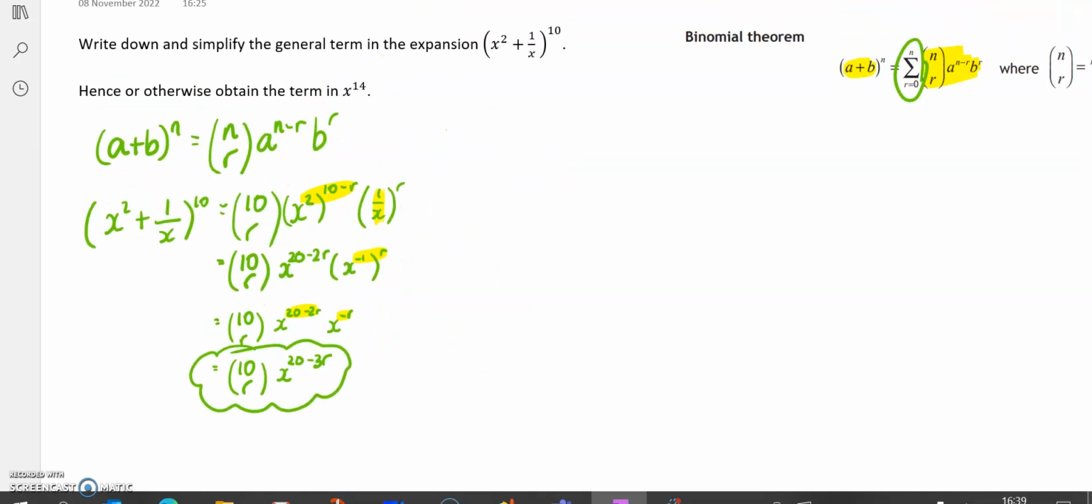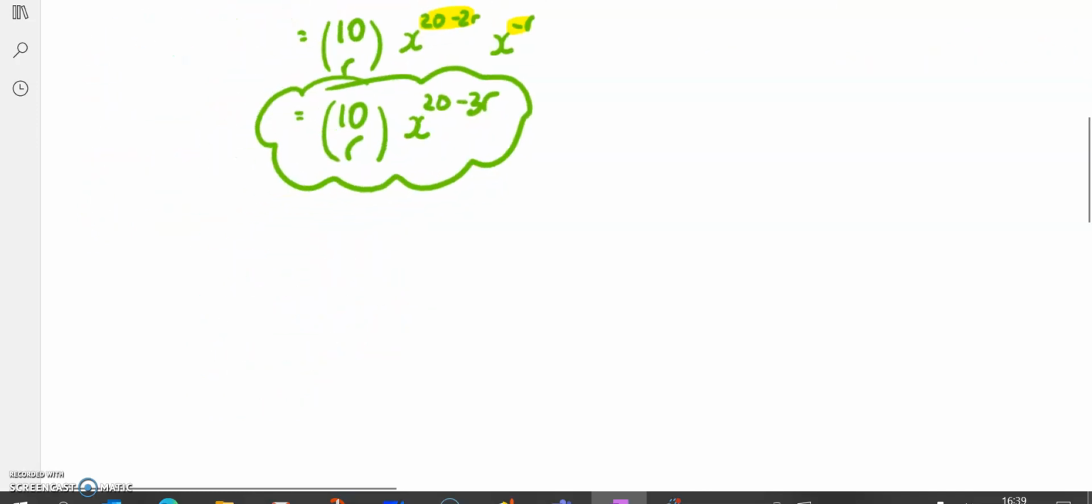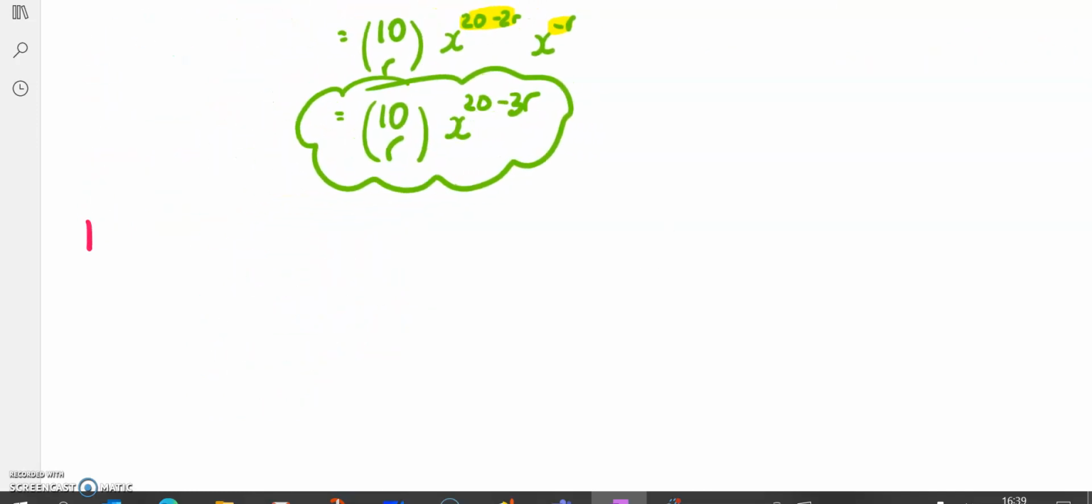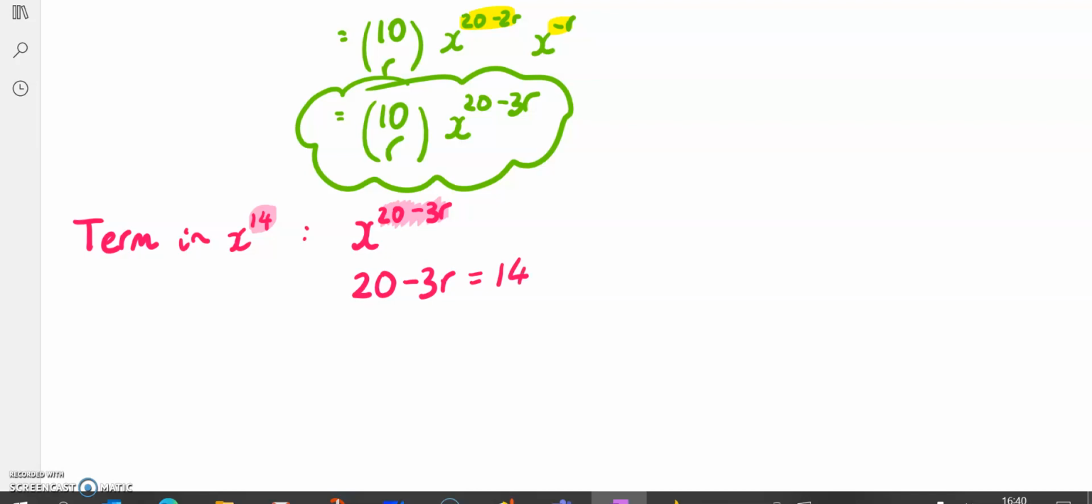So hence or otherwise obtain the term in x to the power of 14. Okay, I'll do this in red. So we want the term in x to the power of 14. Well, if we have a look at the x part of our general term, 20 minus 3r, we want this to equal 14 to match this here. Therefore, we want 20 minus 3r to be equal to 14. We can do some solving here, and we should find that 3r is going to give us 6, and that is going to give us a value of r equals 2.